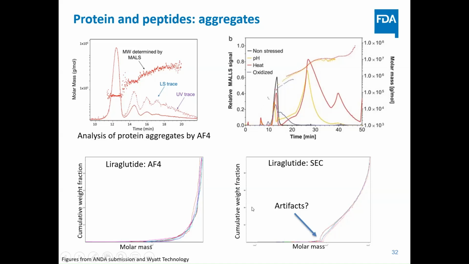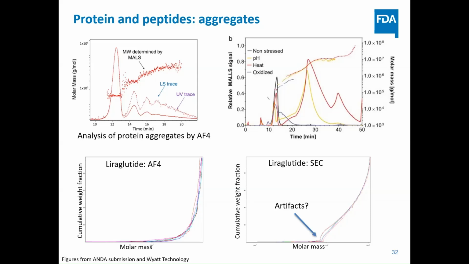The bottom two figures I pulled directly from an ANDA submission. The product is liraglutide, a peptide drug used to treat diabetes. And the sponsor used both AF4 and SEC to study aggregation. As you can see, the molar mass distribution obtained by AF4 seems to be reasonable, and we don't really see a difference between the generic and the RLD. But when the samples are analyzed by SEC, there's a sort of elbow-shaped curve, indicating there might be some artifacts in the SEC analysis.